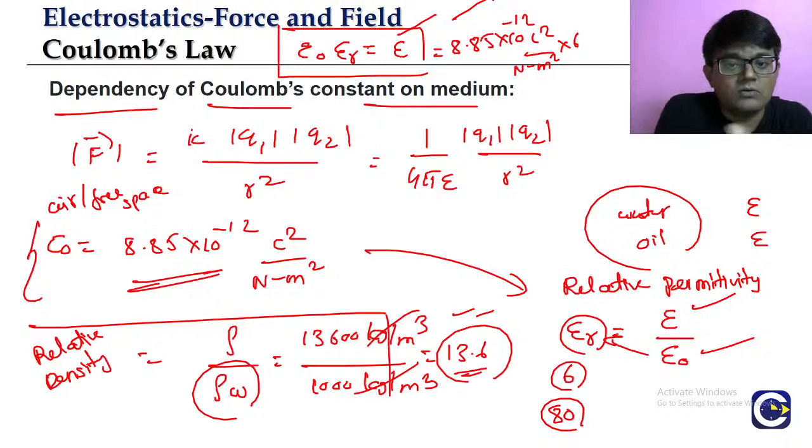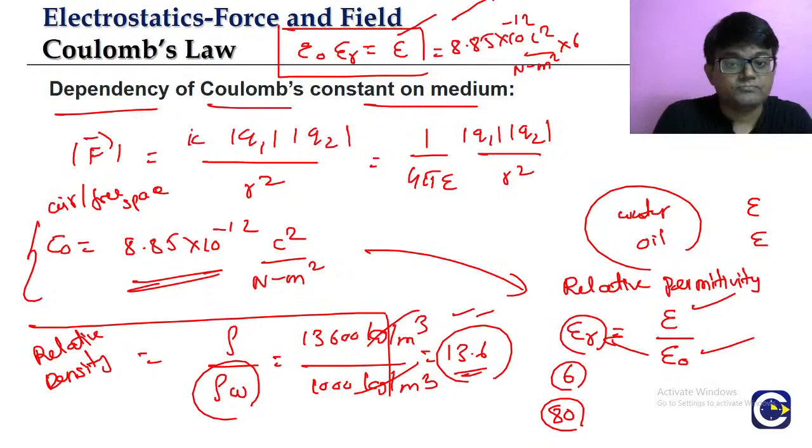Next, what do we do? We just multiply the epsilon naught value by the relative permittivity of the medium, water, which is 80. Multiplying epsilon naught by 80, we get the permittivity of the medium. So this is the concept of permittivity and relative permittivity.